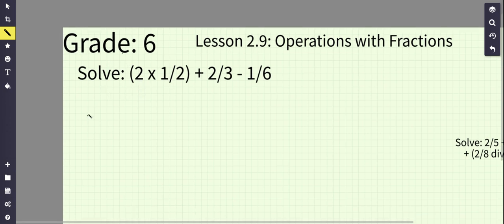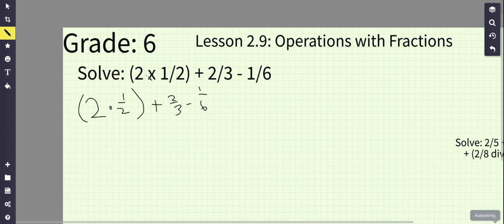Write this expression: 2 times 1/2 plus 2/3 minus 1/6.